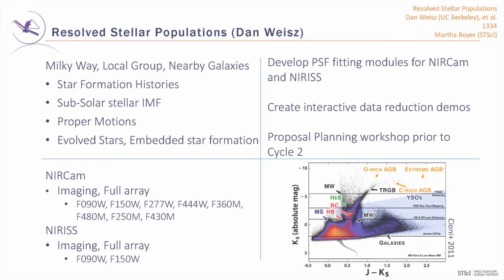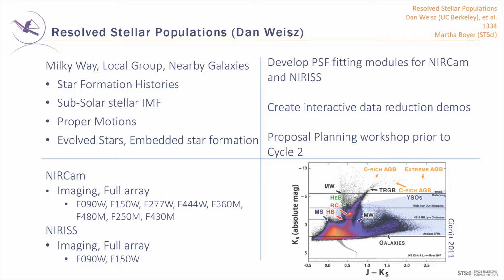And it's really going to pick up where HST left off, because HST really transformed our understanding of the local universe through resolved stellar populations. But with Webb, we'll actually be able to do better. We'll be able to go deeper, we'll have more angular resolution, and we'll be able to do a lot more. And so we're focusing on a number of different science themes, particularly star formation histories and how you estimate these from color magnitude diagrams in the near infrared, and also the subsolar stellar IMF, because with JWST we'll actually be able to get to lower stellar masses than we could with Hubble.